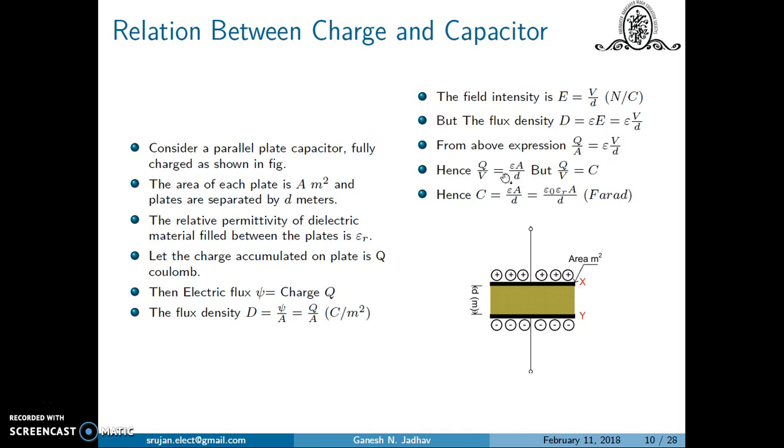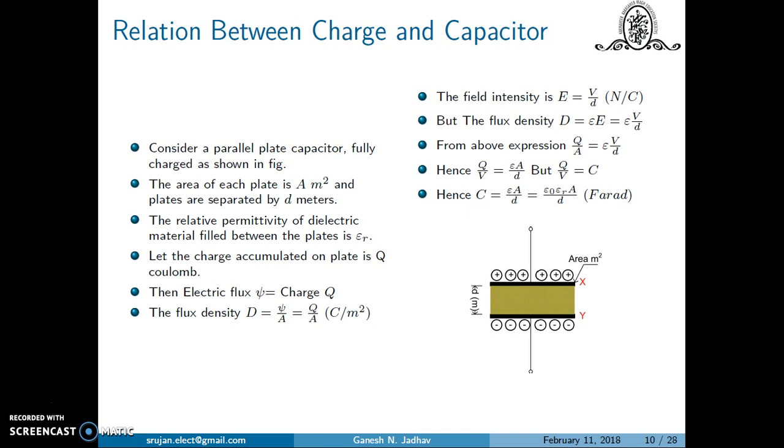So Q by V is equal to epsilon A divided by d. But we know that Q by V is equal to capacitance C, hence C is equal to epsilon A upon d. Epsilon is nothing but epsilon 0 into epsilon r. So epsilon 0 epsilon r A divided by d farad is the value of capacitance.